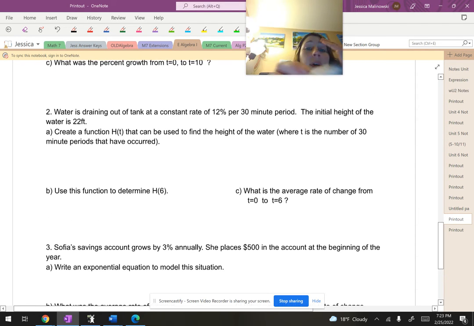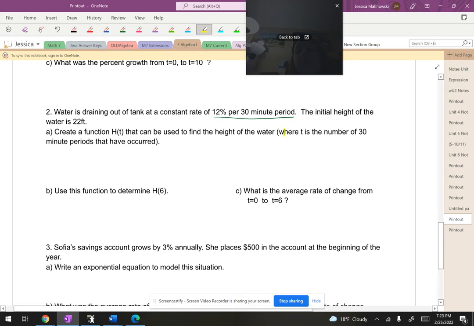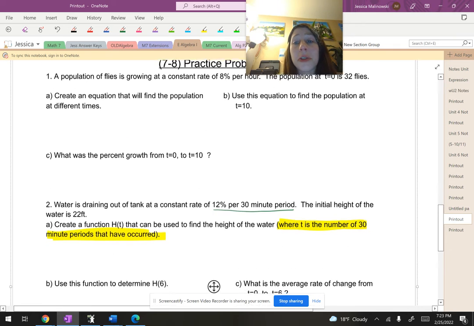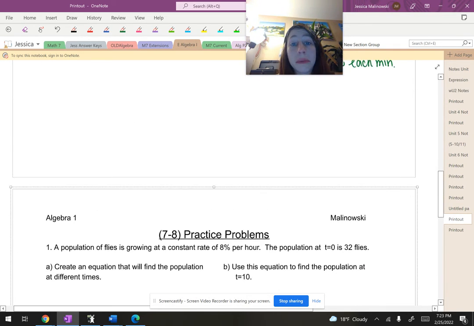Now I want to pause and point something out. In number 2, they're saying you have 12% per 30-minute period, but because of this key piece, where T is the number of 30-minute periods, you do not need to find the unit rate. You can just use that as is and move on with your life. So now you know.